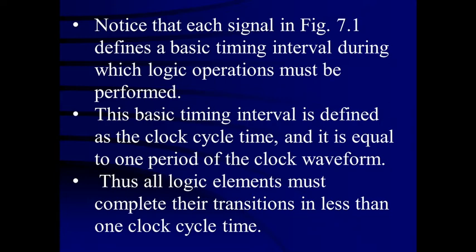We are updating our versions with this important characteristic, or with this aspect we consider what the cost of the mobile should be, and with that we purchase that mobile. The basic timing interval is defined as the clock cycle time, and it is equal to one period of a clock waveform. Thus, all logic elements must complete their transition in less than one clock cycle time. That means when one clock cycle time, the periodic time of the clock pulse, is finished, before that the logic operation must be completed.